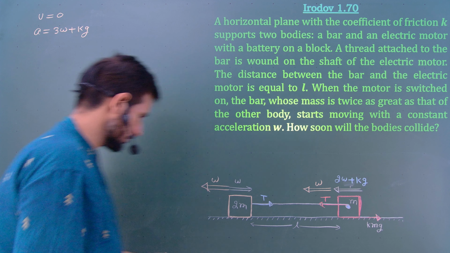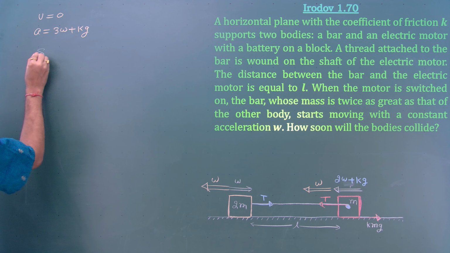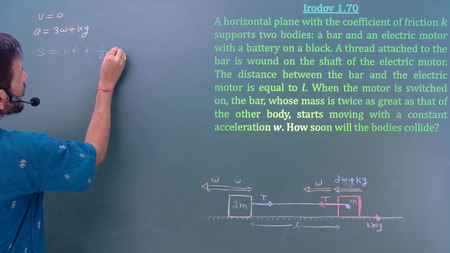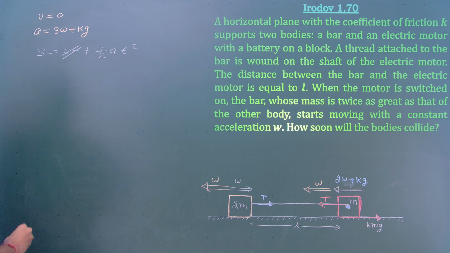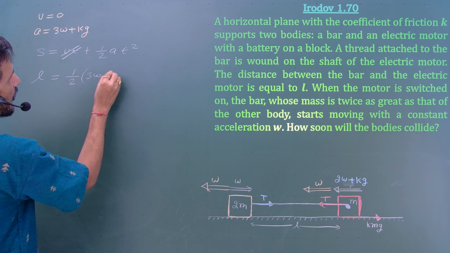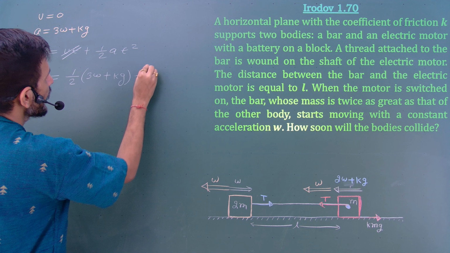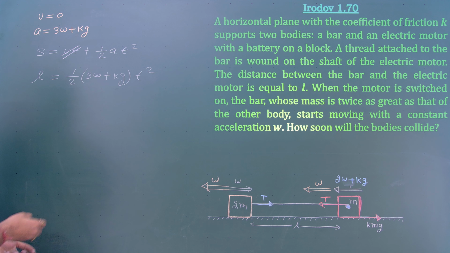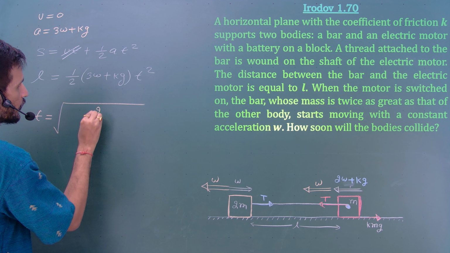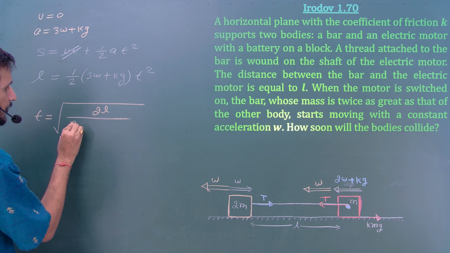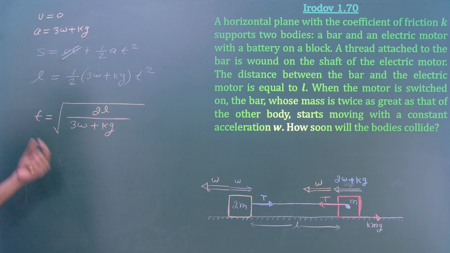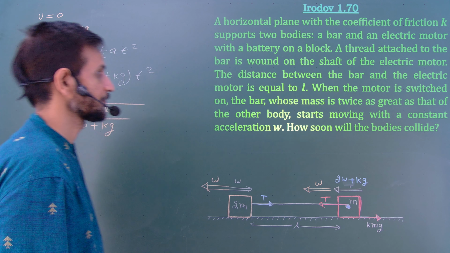and the required distance is L. So the formula for constant acceleration is S equal to ut plus half a t squared. U is 0, so this part is cancelled, and L equals half acceleration (3W plus kg) into t squared. So the time when both blocks collide is the square root of 2L in the upper part and 3W plus kg in its lower part. So at this time, both blocks will collide. So this is the answer.